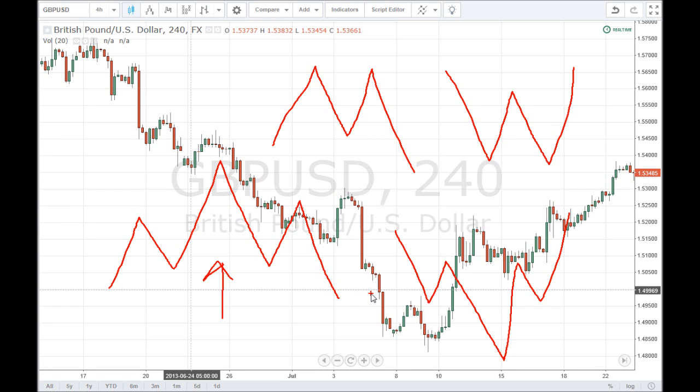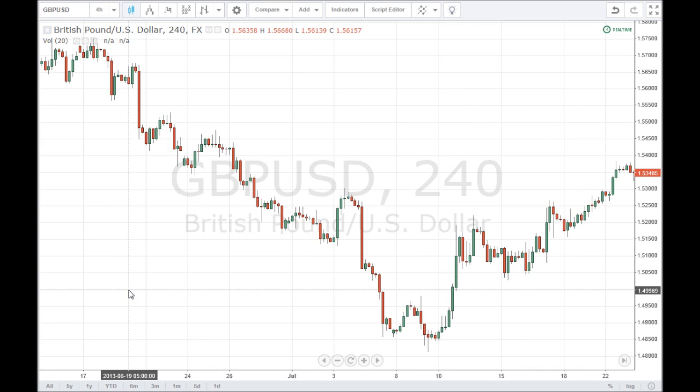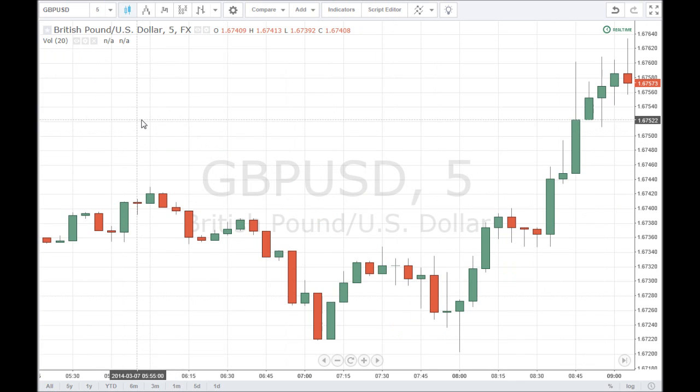Let's look at some recent price data of the pound against the dollar and see if price has created any of these patterns at the end of a trend. We're currently on a 4-hour chart, so let's use a lower time frame. Let's use the 5-minute chart. This is a 5-minute chart of the pound against the dollar. I've zoomed in to make these patterns easier to see.